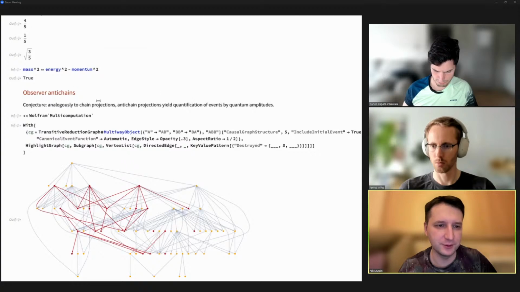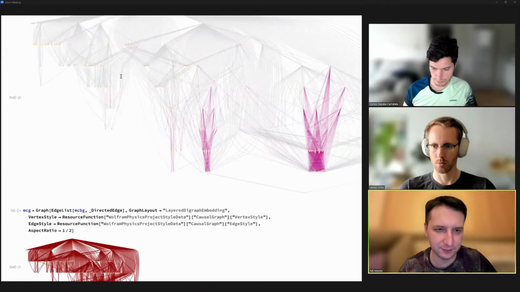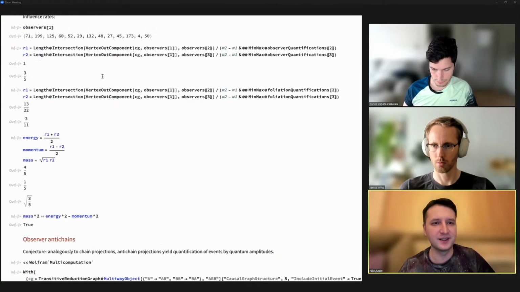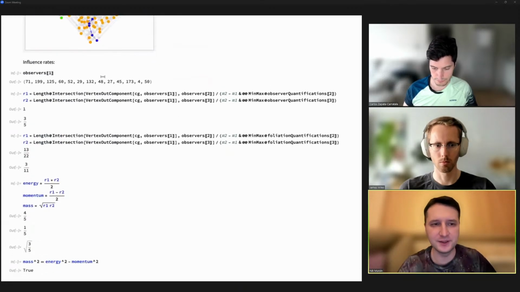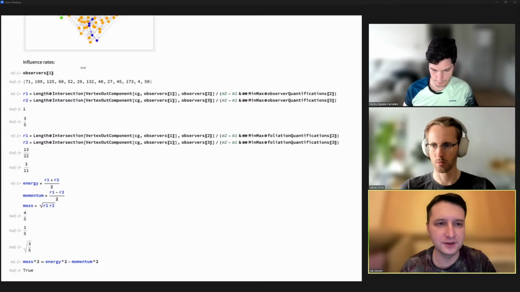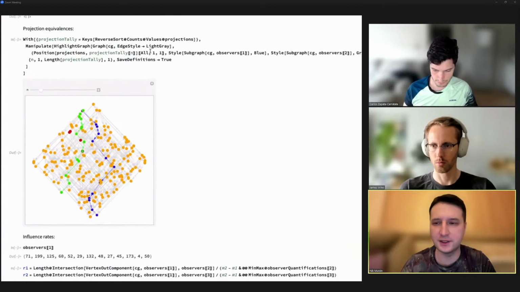Well, I'm not going to do the observer anti-chains. It's some very wild idea to just try to generalize it to the multiway system. But that's basically the idea for special relativity: how you can constructively define all those concepts in special relativity using just the discrete combinatorics of causal graphs.